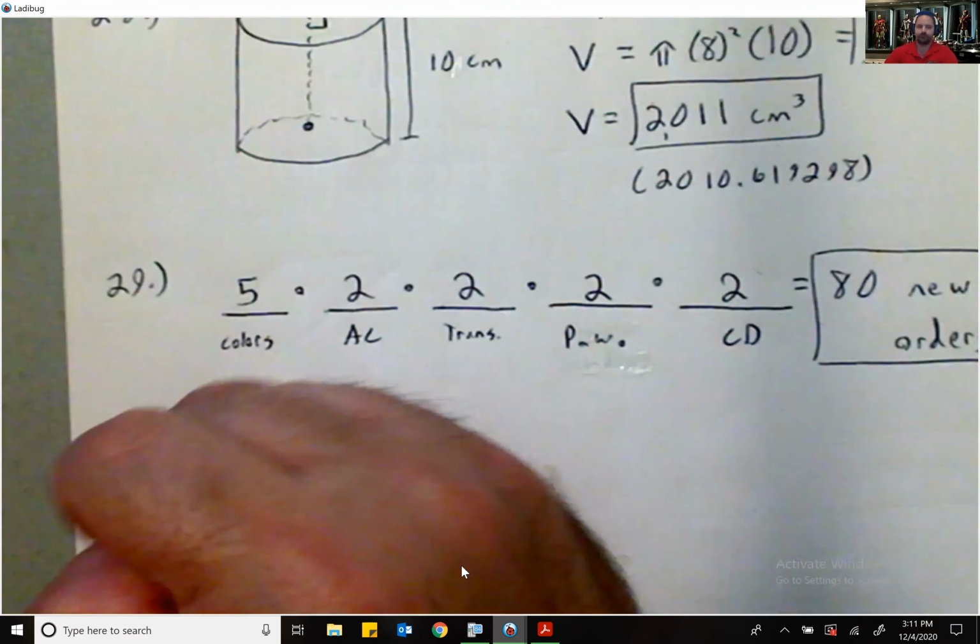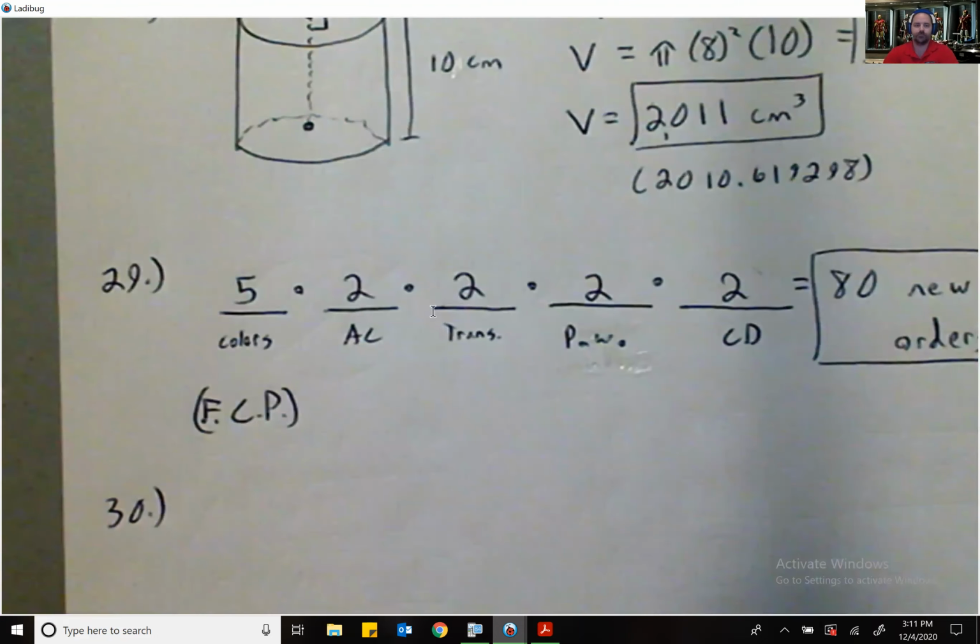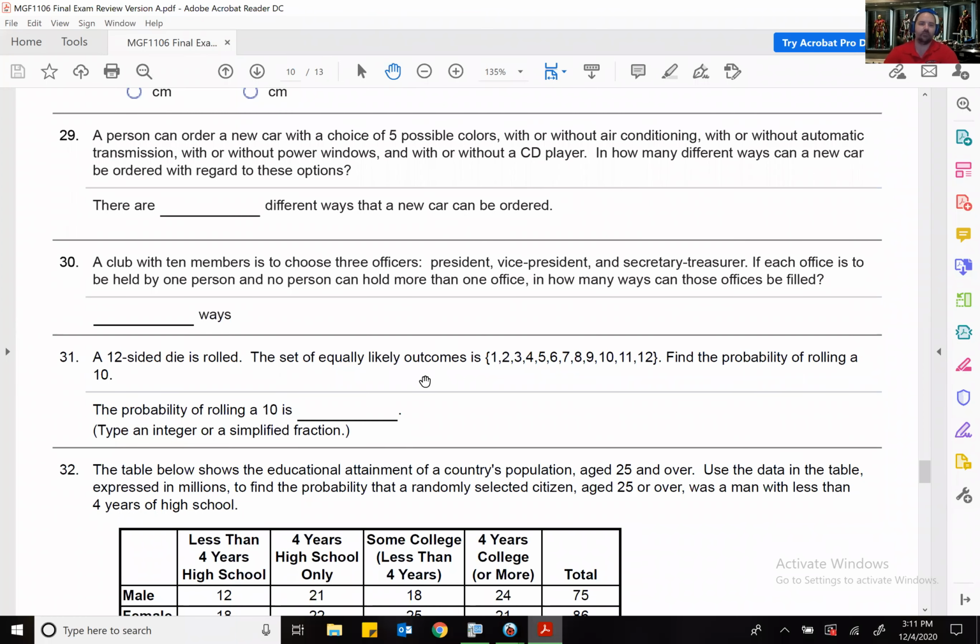Number 30. So it says a club with 10 members is choosing 3 officers: president, vice president, secretary, treasurer. If each office is to be held by one person and no person can hold more than one office, how many ways can these offices be filled? All right. So again, it's one of our counting techniques. Is it the fundamental counting principle?